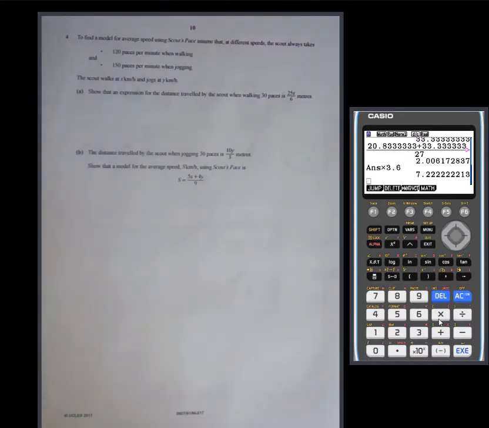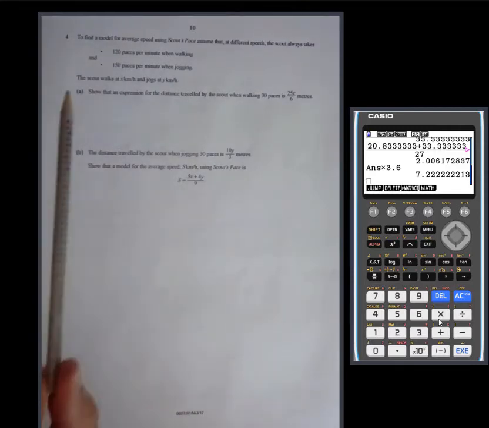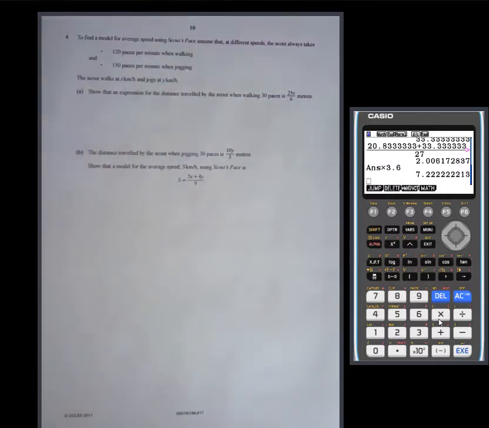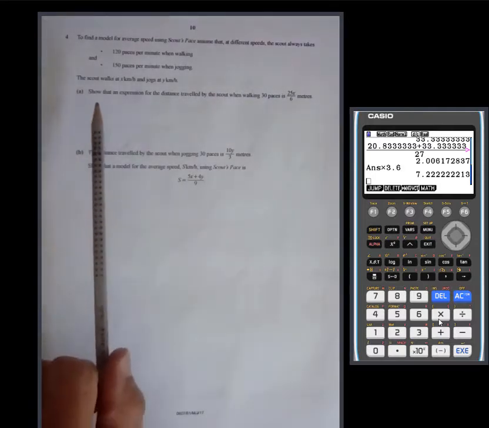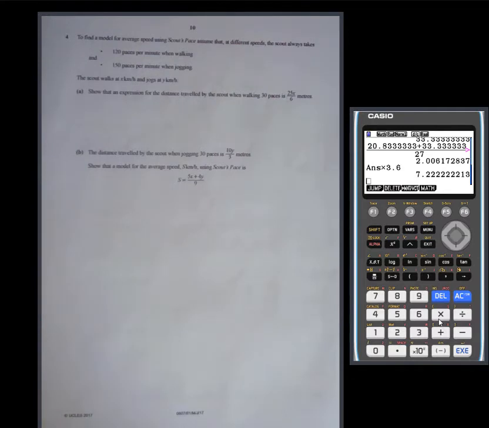To find a model for average speed using Scout's pace, assume that at different speeds the Scout always takes 120 paces per minute when walking, 150 paces per minute when jogging. The Scout walks at X kilometers an hour and he jogs at Y kilometers an hour. Show that an expression for the distance travelled by the Scout when walking 30 paces is 25x over 6 meters.